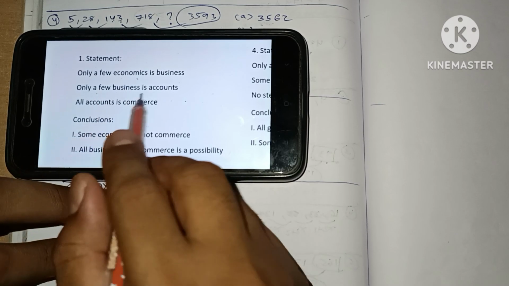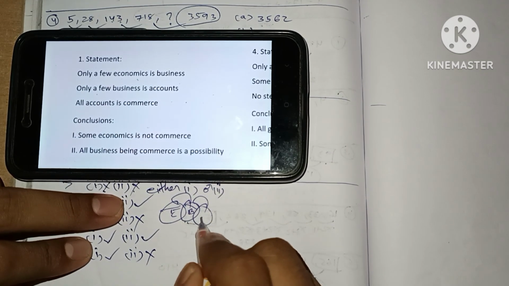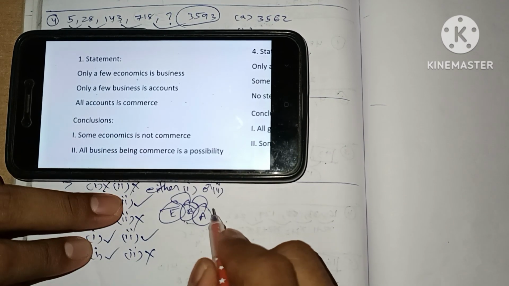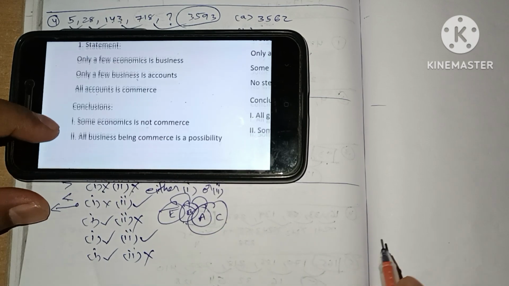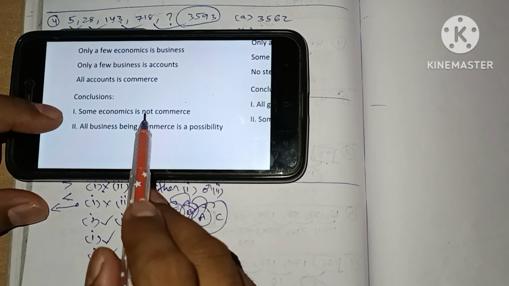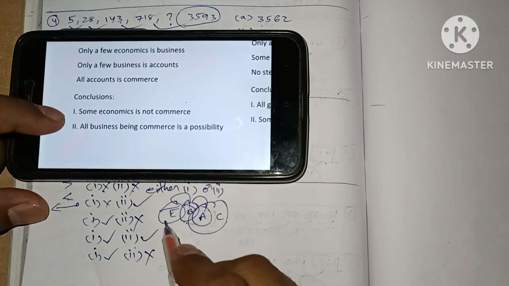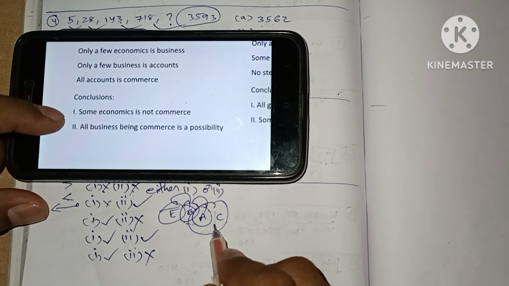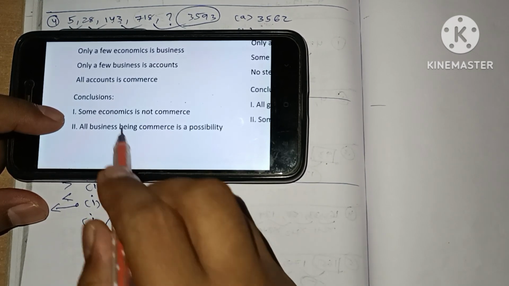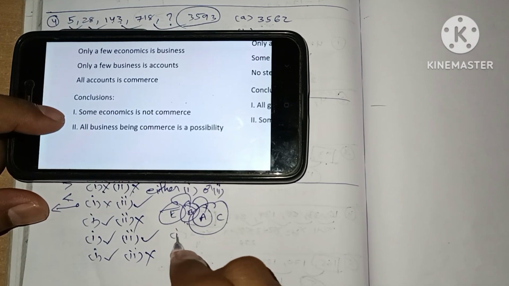Only a few business is accounts. All accounts is commerce. Let's see the conclusions. Some economics is not commerce. Here we see "not", so we check whether all economics can be commerce. All economics can be placed inside commerce, as it is possible. If the all case is possible, the some-not case will fail. So the first conclusion will be false.